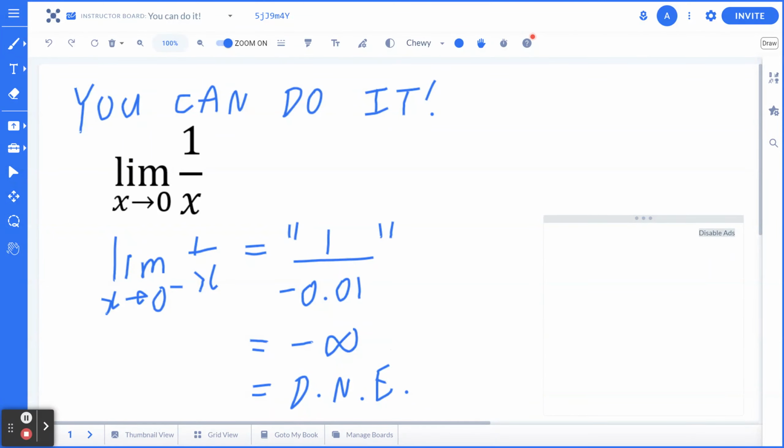And since the left limit does not exist, and I'll draw an arrow back to the original, therefore the actual limit of 1 divided by x as x is approaching 0 does not exist.